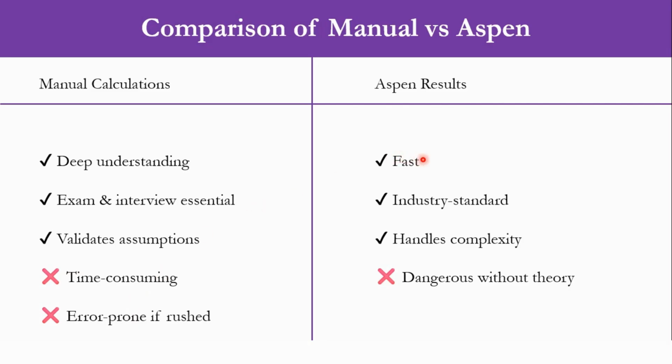Aspen results are very fast, industrial standard, and handle complex problems, but if you do not understand the theory and without applying the theory you go directly to Aspen, it will be a black box and it will obviously be dangerous. So you have to understand that Aspen does not replace manual calculations, it confirms them. If your manual result and Aspen result don't agree, the problem is not your Aspen, it's your understanding. Master the fundamentals and simulation becomes power, not confusion. This breakdown helped you actually understand CSTR design.